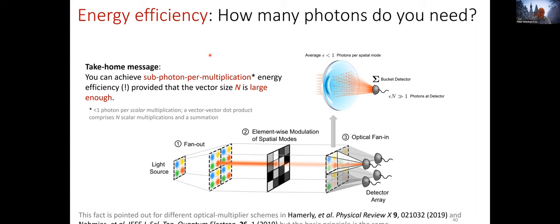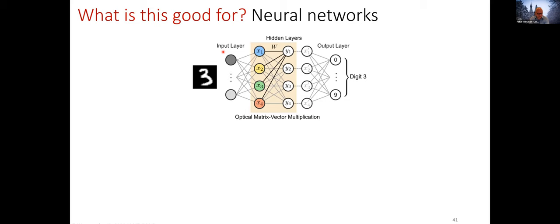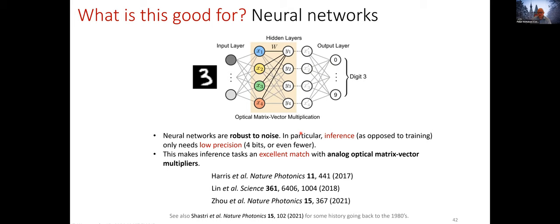So if you could build such a low optical energy matrix vector multiplier, what would it be good for? Well, in this talk, maybe no surprise, this can be good for neural networks. And here's an example of a three-layer neural network, where you have some input layer, a hidden layer, and an output layer. And the layers are connected by matrix vector multiplications, as I mentioned in the introduction. Neural networks are robust to noise, particularly for inference, where you can get away with 8 or even 4 bits. And so there's a good match between doing inference in neural networks and using analog optical matrix vector multipliers. A number of previous works have shown this, and there's a very nice review that describes some of this going back to the 1980s.